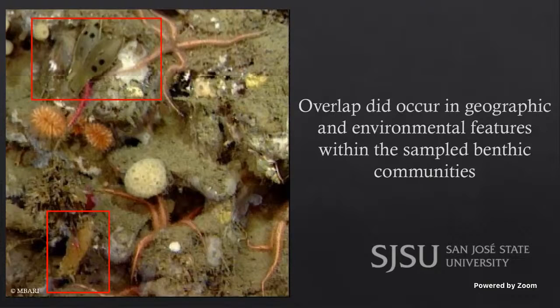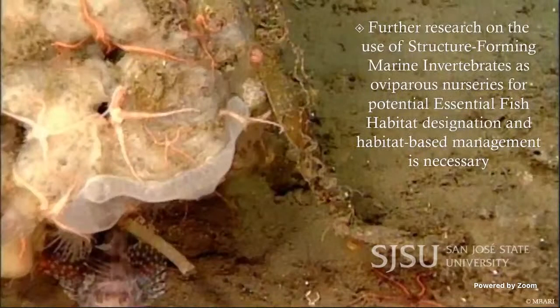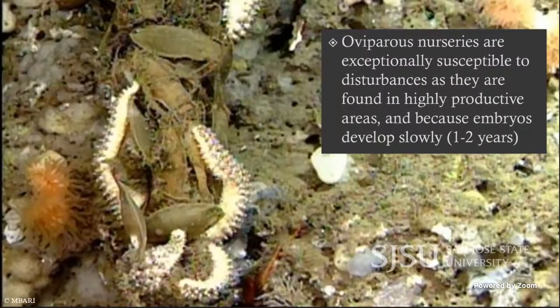Further research on the use of structure-forming marine invertebrates as oviparous nurseries for potential essential fish habitat designation and habitat-based management should be conducted for other oviparous elasmobranchs, and these are species such as sharks, skates, and rays. Oviparous nurseries are exceptionally susceptible to disturbances. They're found in highly productive areas, and their embryos develop rather slowly. This is between 1 to 2 years.